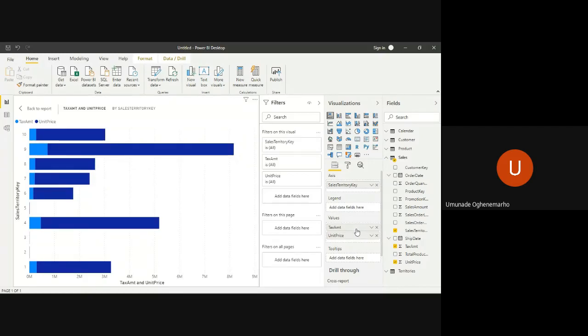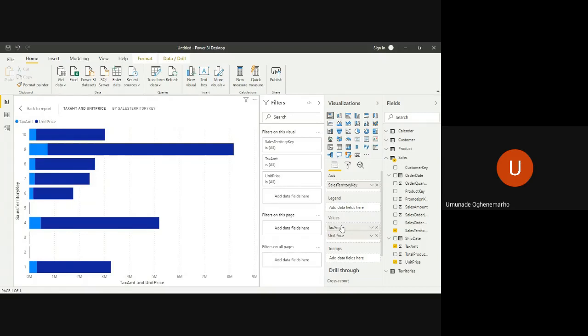Anything you put in this legend, any data value or any data item you put in the legend, automatically becomes the categorical value for your chart. Categorical, in this case, is sales territory. So sales territory key is the categorical value.